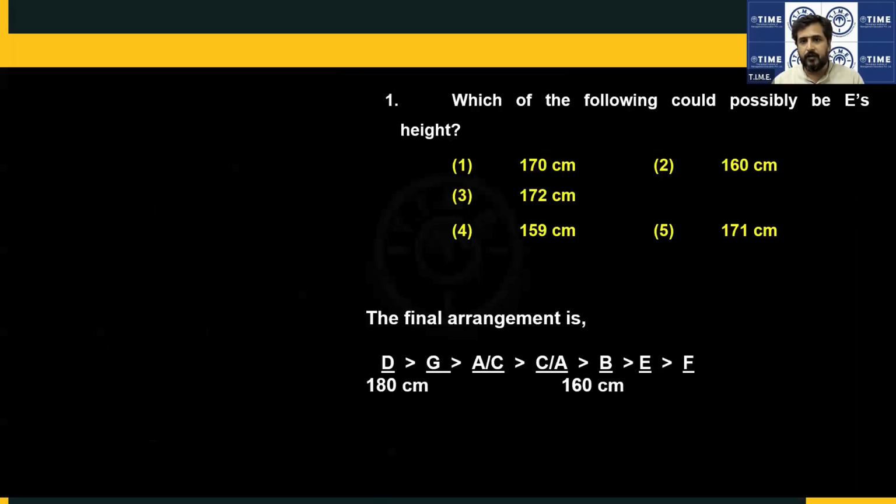Which of the following could possibly be E's height? E's height should be less than 160. From the choices, less than 160 we have 159. So choice 4. Because B's height is 160 and B is taller than E, the number I choose should be less than 160. From the choices we have only one option, that is 159. Move to the next question.